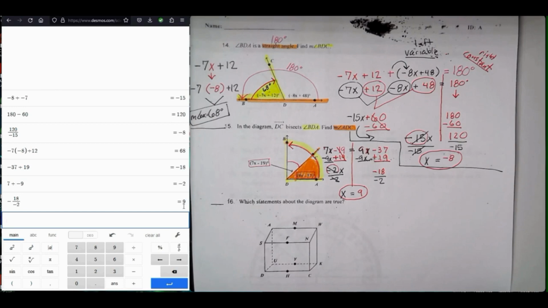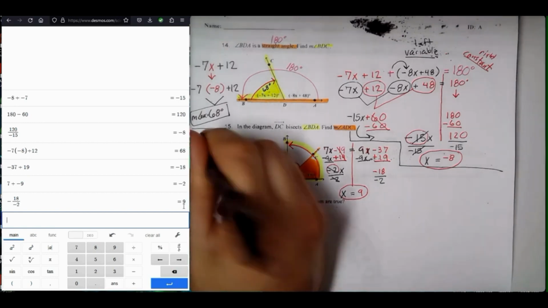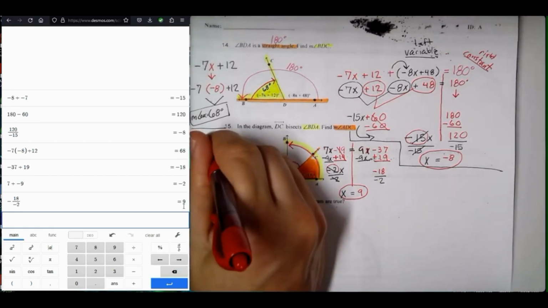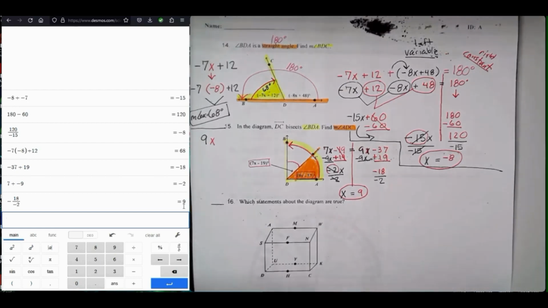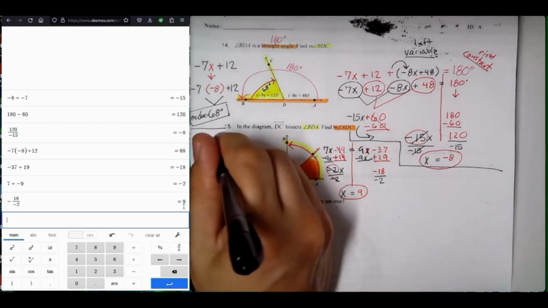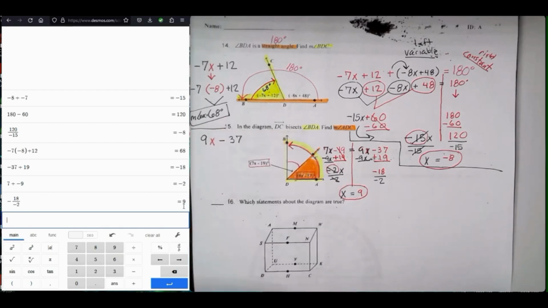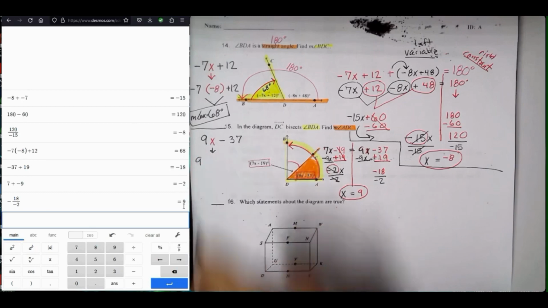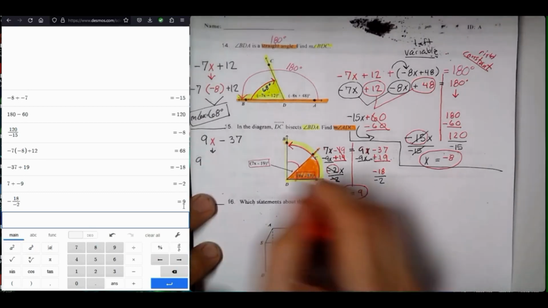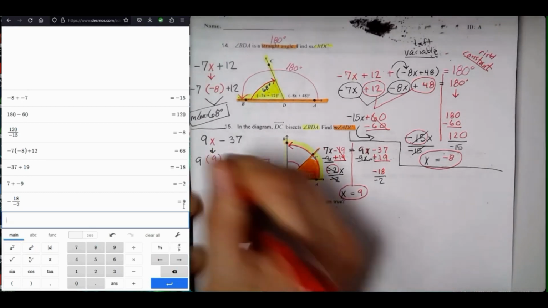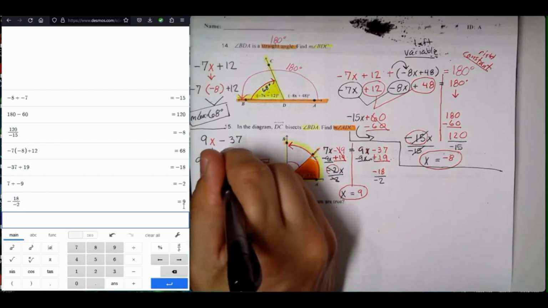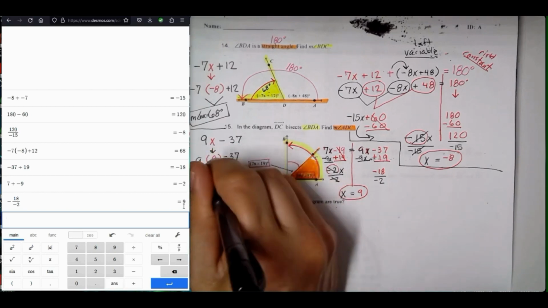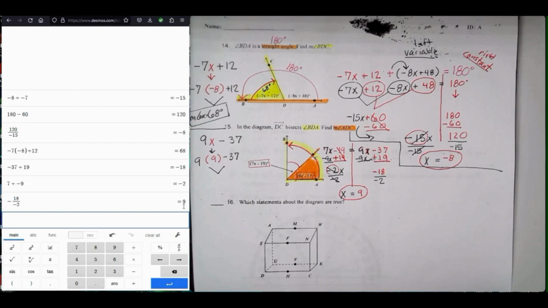So I'm going to do the substitution on the left. So I'm going to rewrite 9x minus 37. The only difference is I'm actually going to write the x in red because we're going to be substituting it with the value of 9. So 9x minus 37. And then we'll just go ahead and rewrite this, but now we're going to substitute for x. So I'll have 9, and then in place of x, I'm going to put 9 in a parenthesis, and then minus 37. And we're just going to put this all in the calculator and see what it gives me.